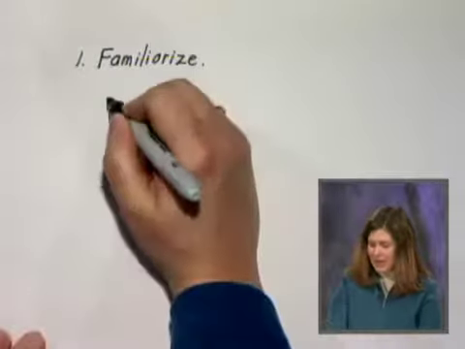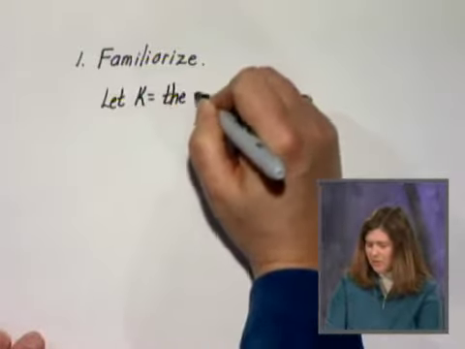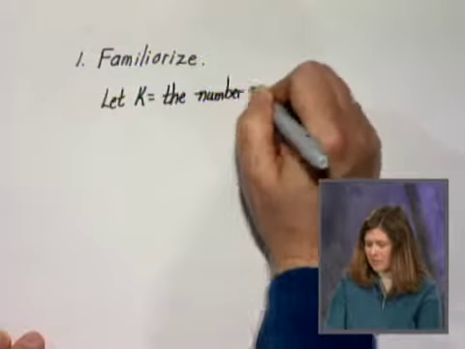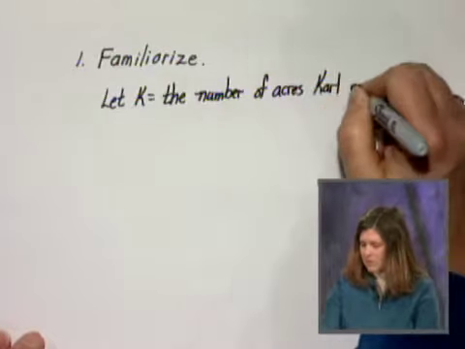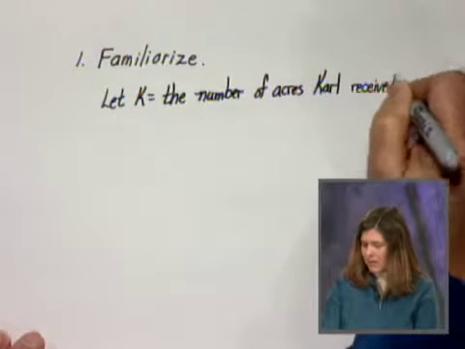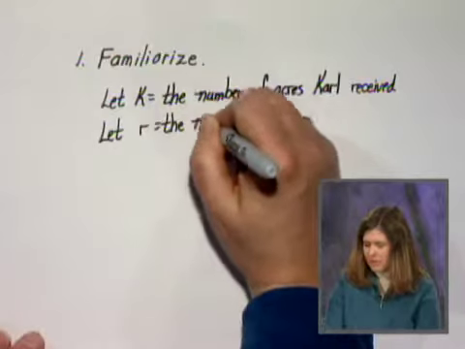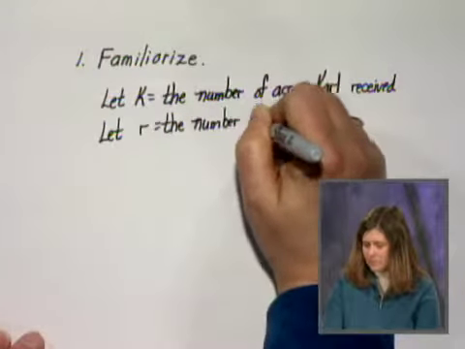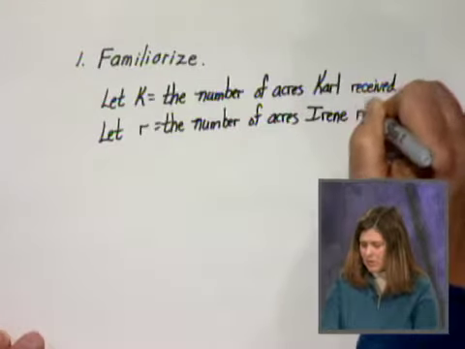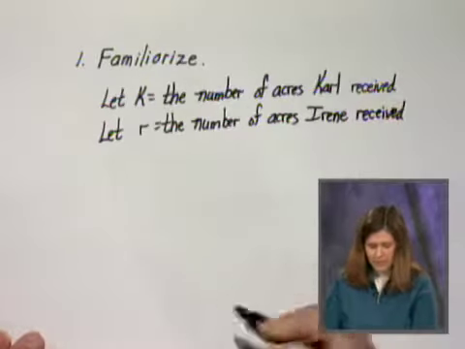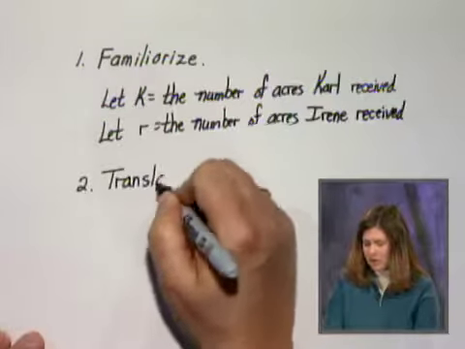So let's let K equal the number of acres Carl received. And we'll let R equal the number of acres Irene received. And again, we're going to be looking at a 2-step process. So in the translate step, which is the next step, we're actually going to have 2 equations.